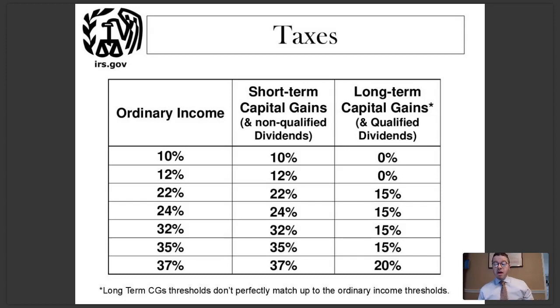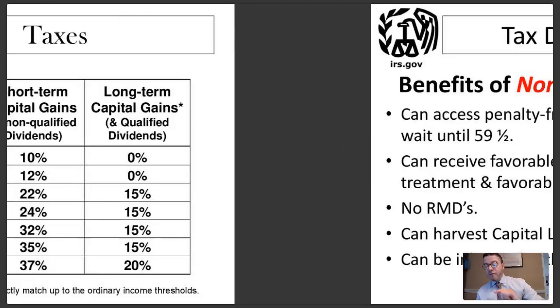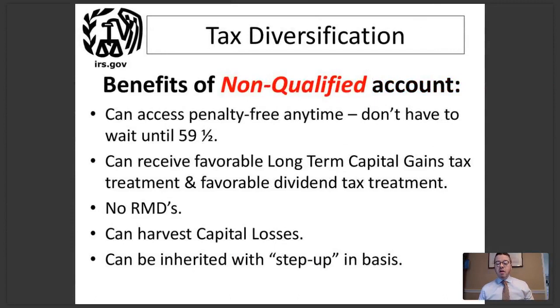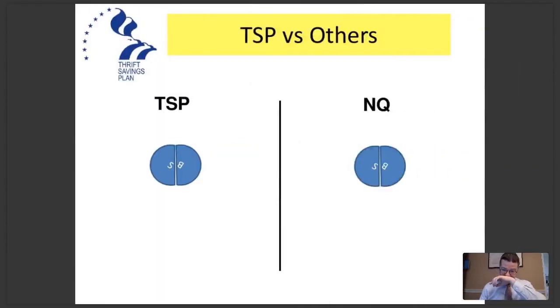Now, you may think that you have long-term gains because you've been invested in the TSP your entire life. I have news for you. Even if you've been invested in the TSP for 30 years or more, all the money that comes out of the TSP is not treated as a long-term capital gain. It's all treated as ordinary income. The money that comes out of your non-qualified accounts gets treated as a long-term capital gain, and that gets the favorable tax benefits.